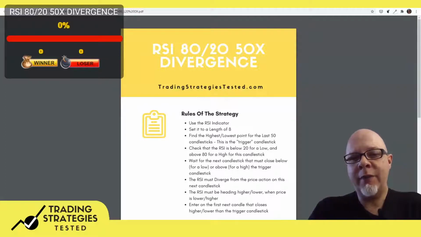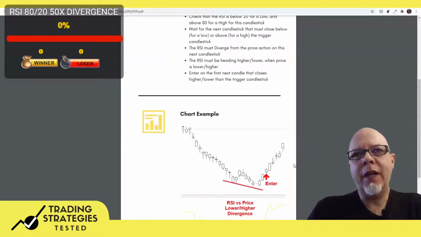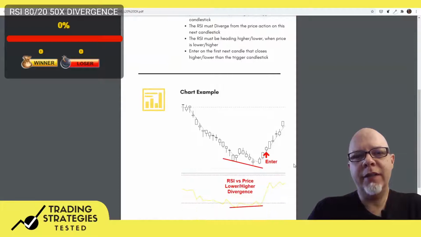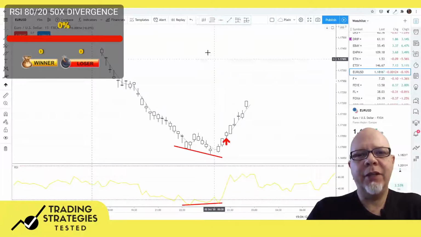It must close below the trigger candlestick for a low, or above it for a high. The RSI must diverge from the price action on the next candlesticks. The RSI must be hitting higher or lower when the price is going the opposite way, lower or higher. And you enter on the first candle that closes higher or lower than the trigger candlestick. Now if that sounds a little bit difficult to follow, you'll be able to download this little guide on exactly what that looks like, but let's hop over to a chart.